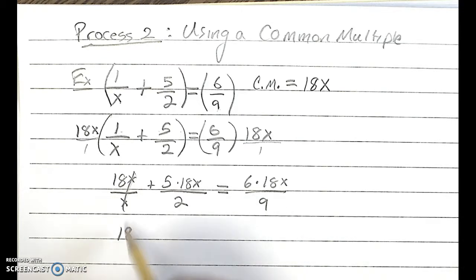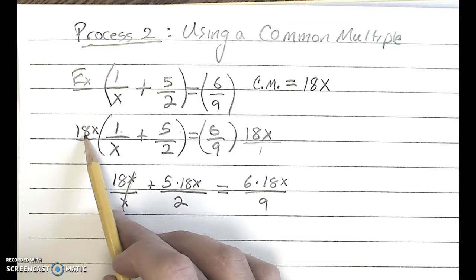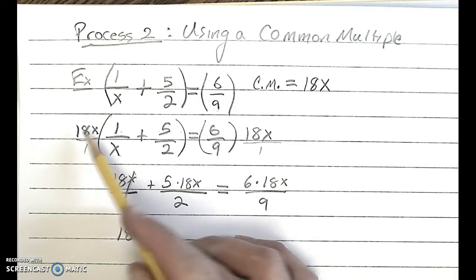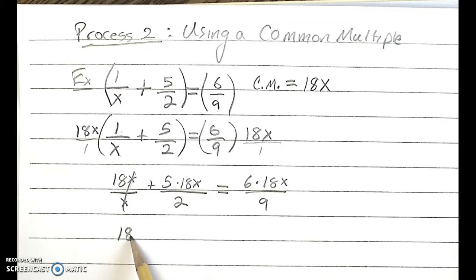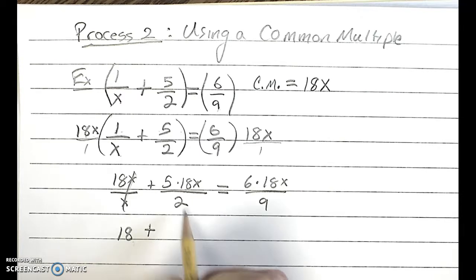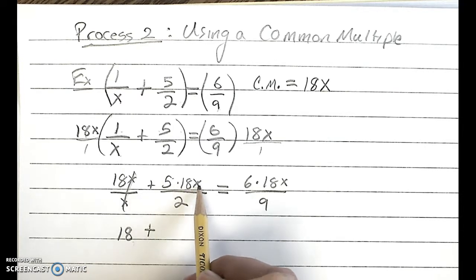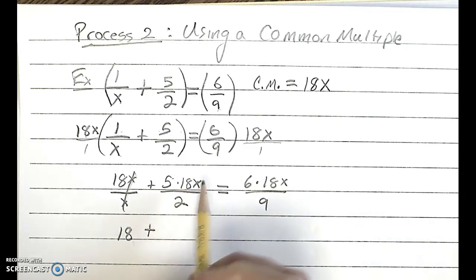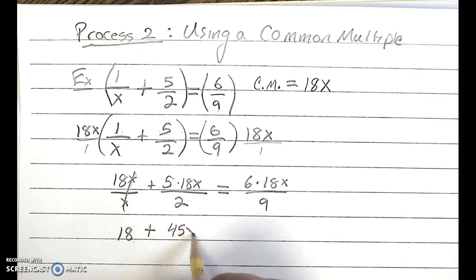So, if I'm multiplying this, and I know I have 18x times 1 divided by x, that's just going to be 18. Like, the more practice we get, the easier it is to skip this step. So, that's plus 5 times 18x. Well, 18 over 2 is what? 9. So, this really is 9. 5 times 9x is just 45x.